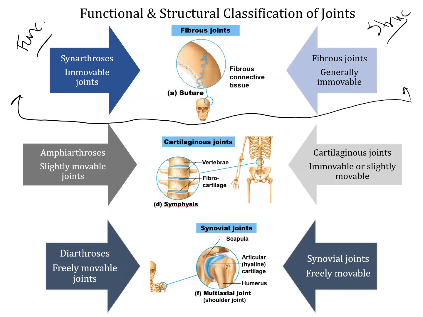If we look at those joints structurally, you have fibrous joints. So these are joints that are filled with some kind of fibrous tissue. Then we have cartilaginous joints. These are joints that are filled with cartilage. And then we have our synovial joints, which are joints that are filled with synovial fluid. All right, but both of these kind of classifications can run together.